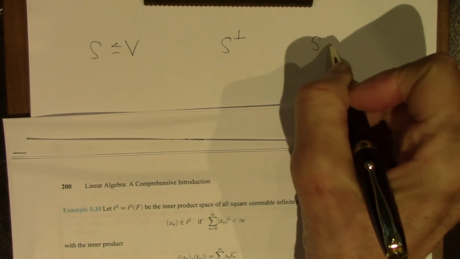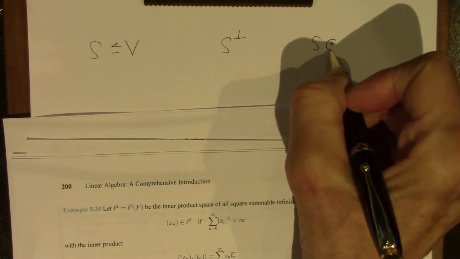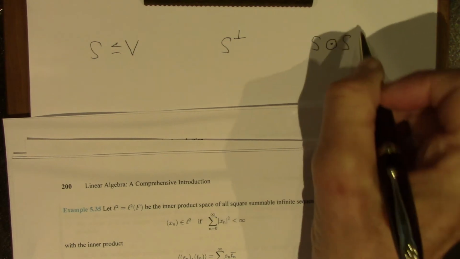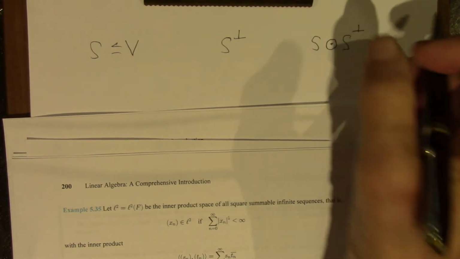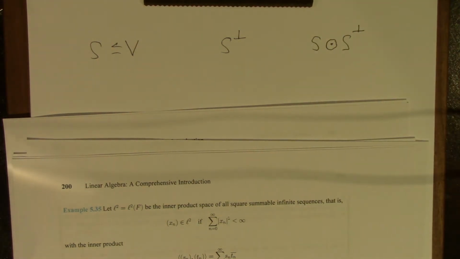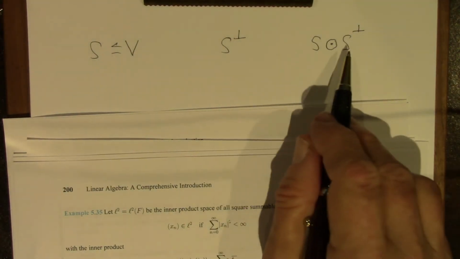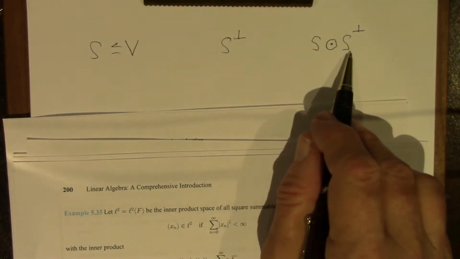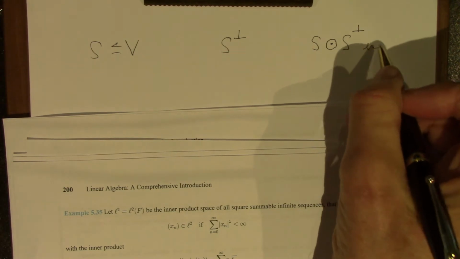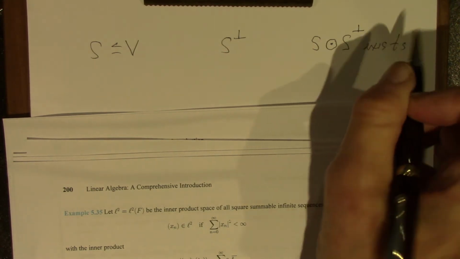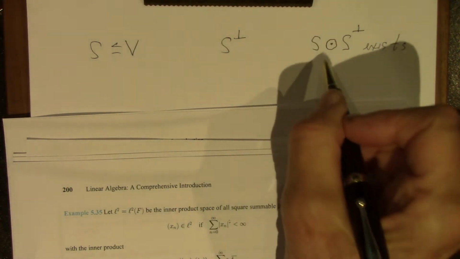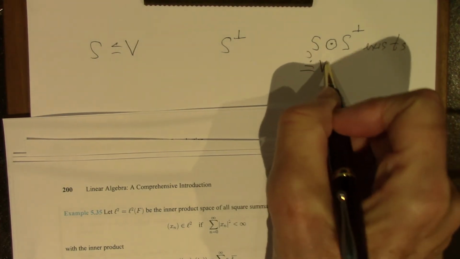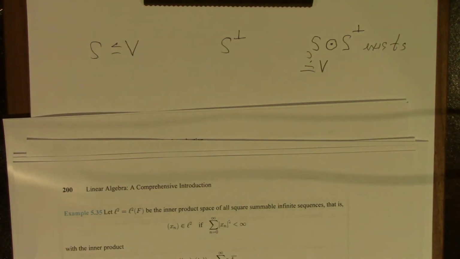Also, we know that S and S perp are essentially disjoint. I left that for you as an exercise. Therefore, the orthogonal direct sum S orthogonal direct sum S perp exists. The question is this: is it equal to V? We saw an example where it was not.